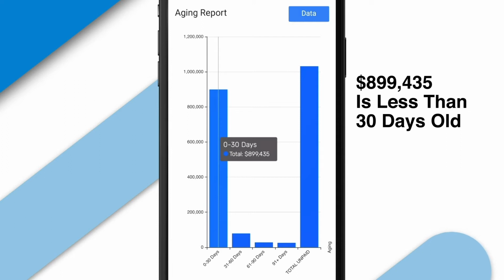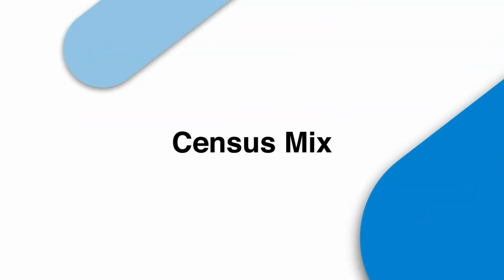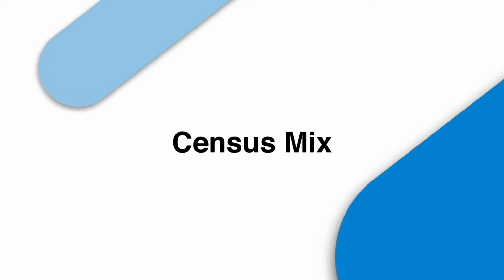are new claims. Census Mix, Revenue by Payer, and Payer Rates are three Zealie Mobile App features that work closely together. Census Mix is the feature that allows you to see which percentage of your claims are billed to each payer. This lets you know how much of your census is being occupied by each particular payer.